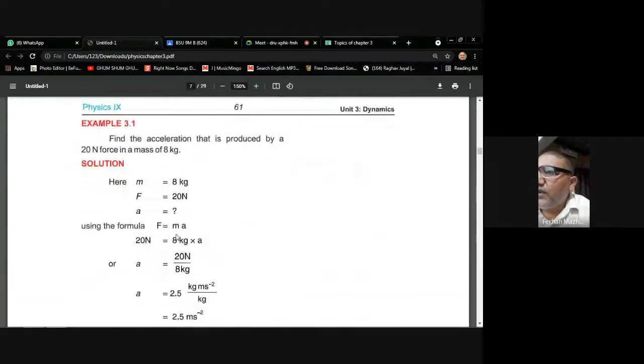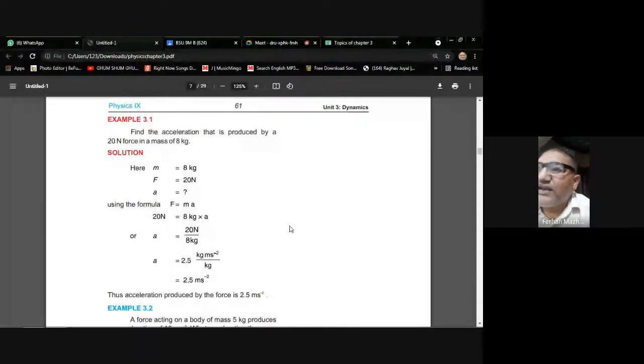So here on your screen you can see we have an example. Let me reduce the size a little bit so you can understand. Find the acceleration that is produced by a force of 20 Newton in a mass of 8 kg. Here the force is given, 20 Newton. The mass is 8 kg. He says what is the acceleration? According to Newton's second law, F equals ma. So put the value of F, 20 Newton, equals put the value of M, that is 8 kg.